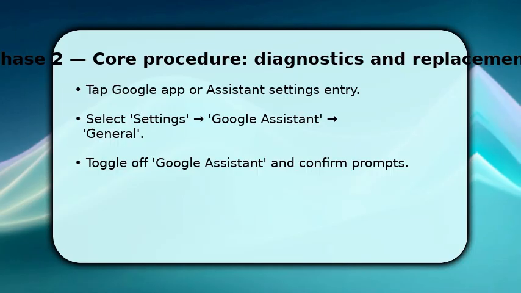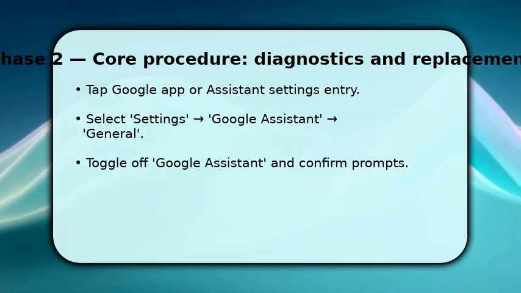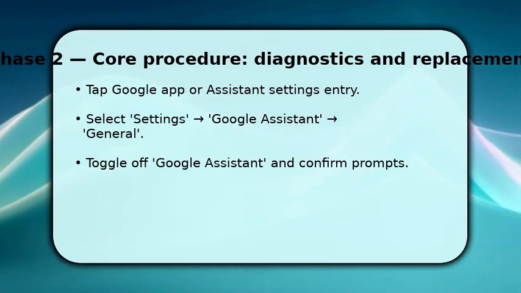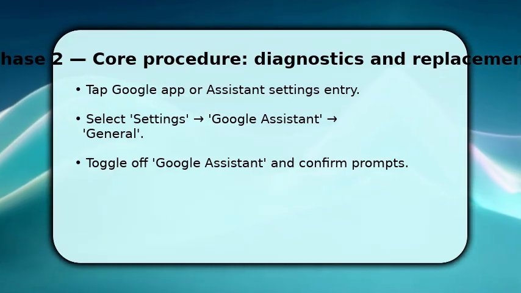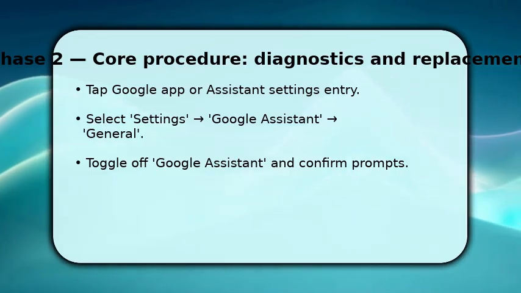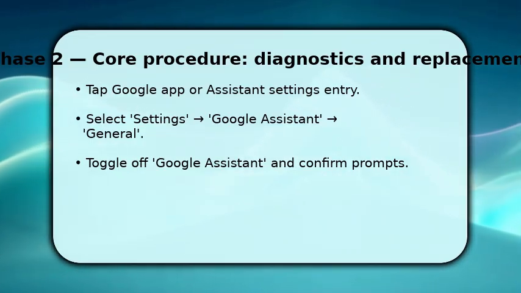You will see the toggle labeled Google Assistant. Turn it off. If a confirmation appears, accept it. This prevents the assistant from responding to voice or holding home. Once done, also check voice match and keyboard shortcuts to remove residual triggers so the assistant stays inactive.